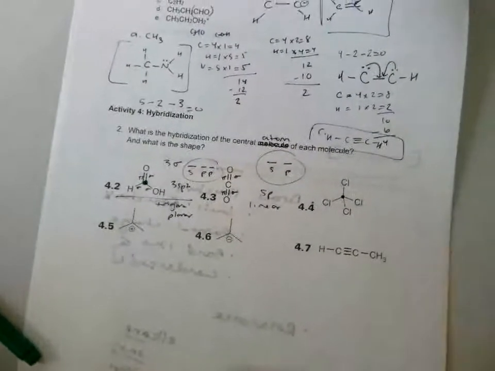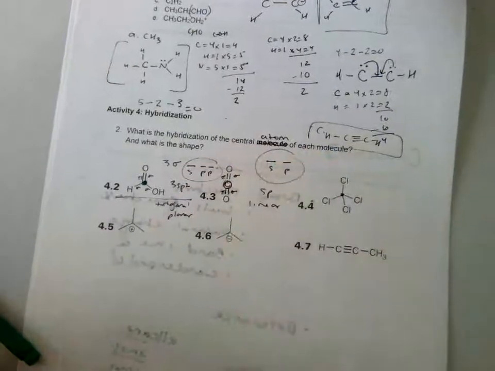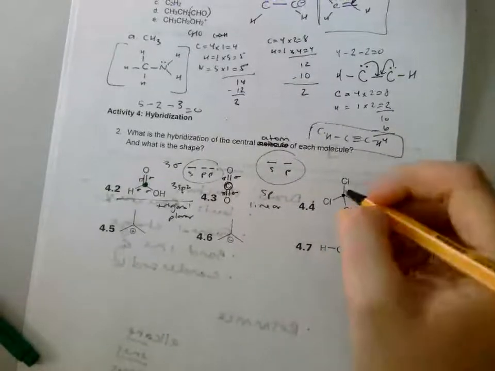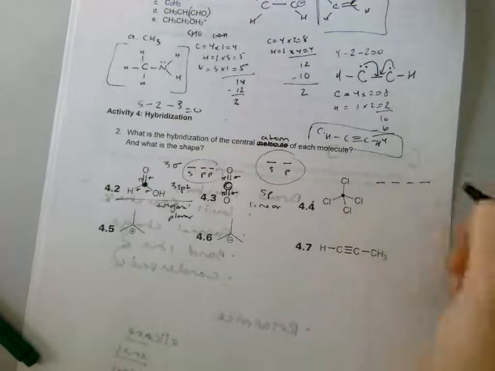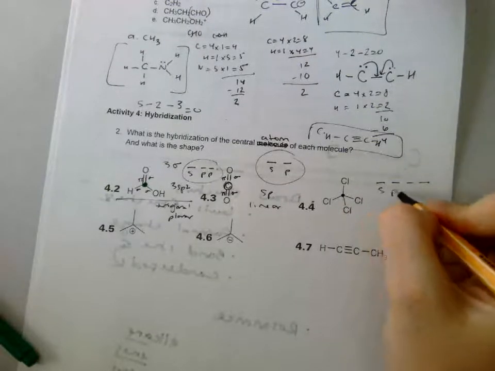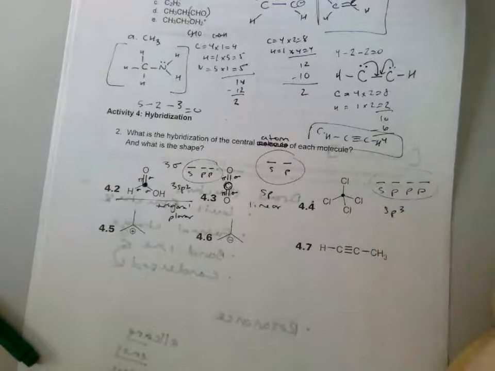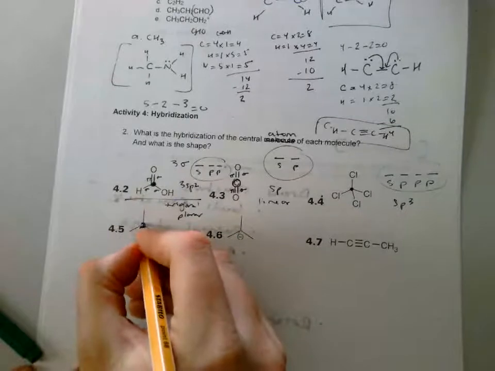So this is the central molecule here. Oh, and I was doing the carbon, the central carbon there. So this is a central molecule here, this carbon. It has 1, 2, 3, 4 sigma bonds. So it needs 1, 2, 3, 4 hybrid orbitals. So it would be s and 3 p's. So that's sp3 hybridized.